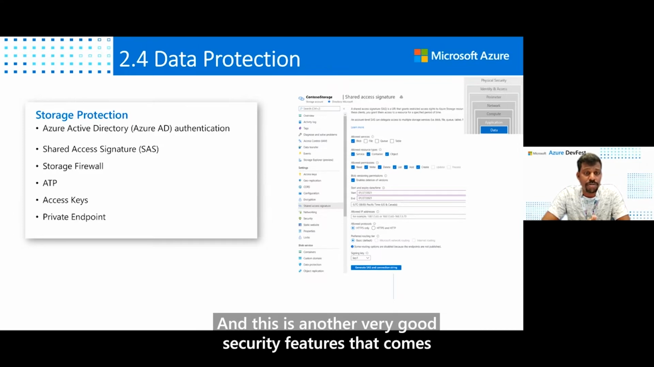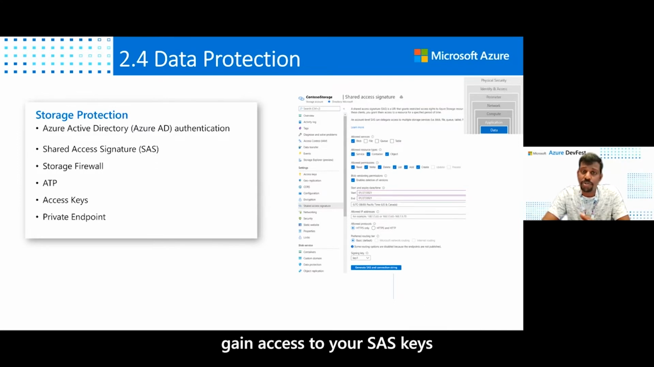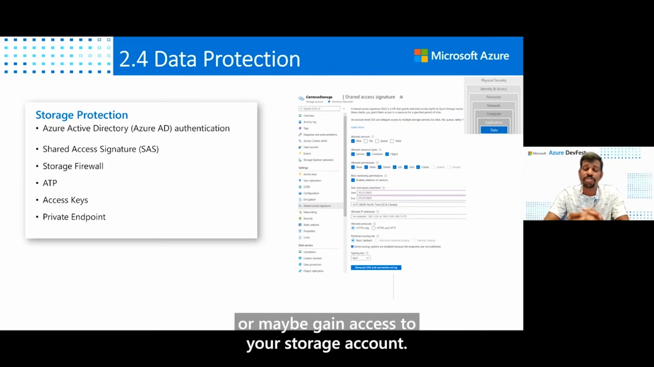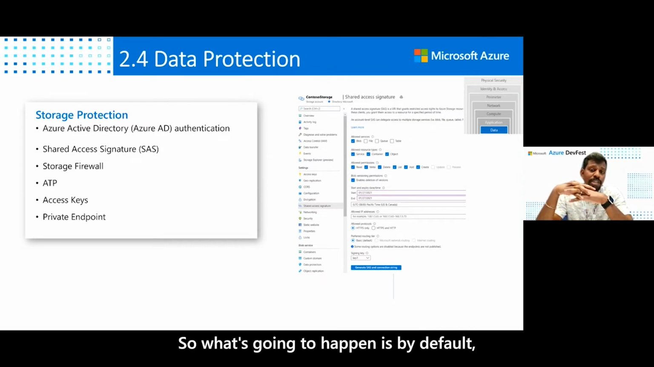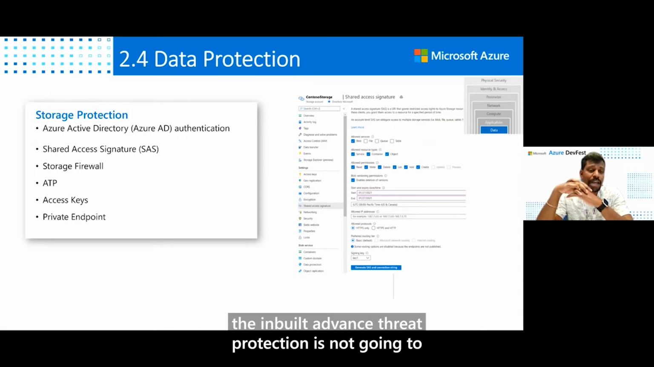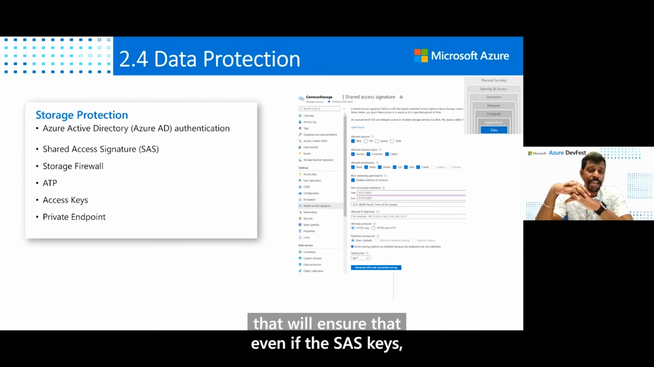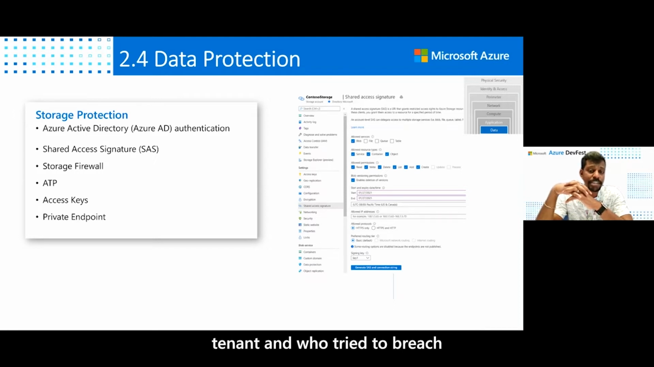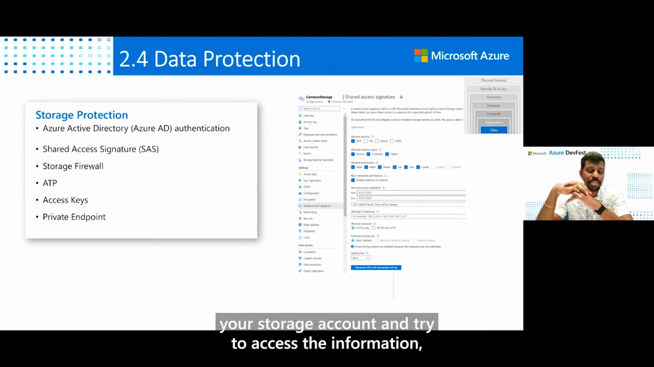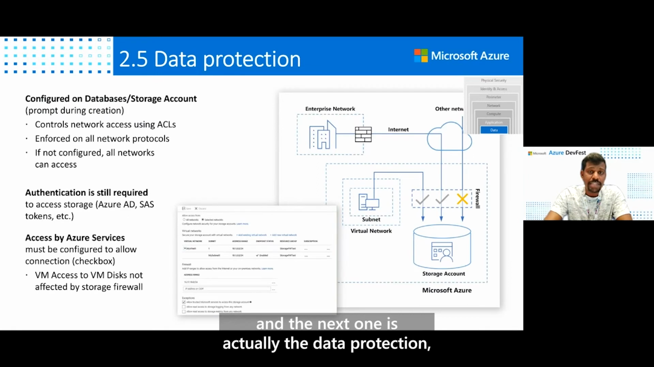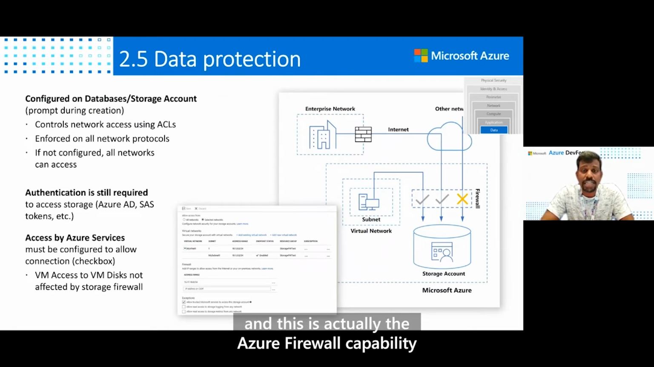Another very good security feature that comes by default is no read without any write. This means that even if some anonymous users gain access to your SAS keys, or gain access to your storage account, the inbuilt advanced threat protection is not going to allow them to read any data unless they write something into the storage account. So even if the SAS keys, or the access, land in a different tenant, and someone tries to breach your storage account and access the information, they will not be able to.